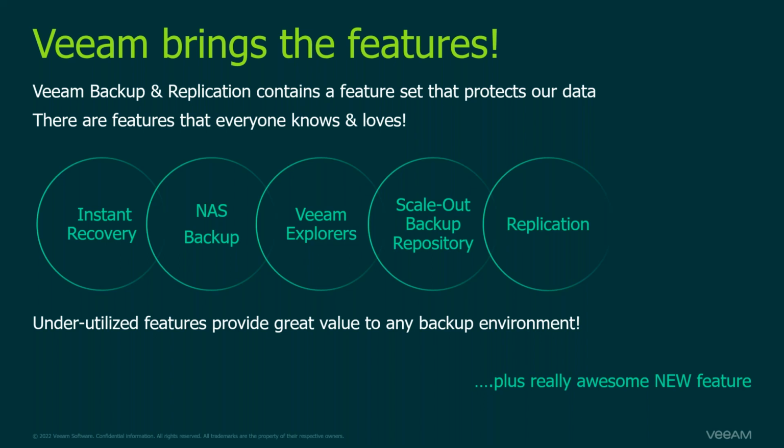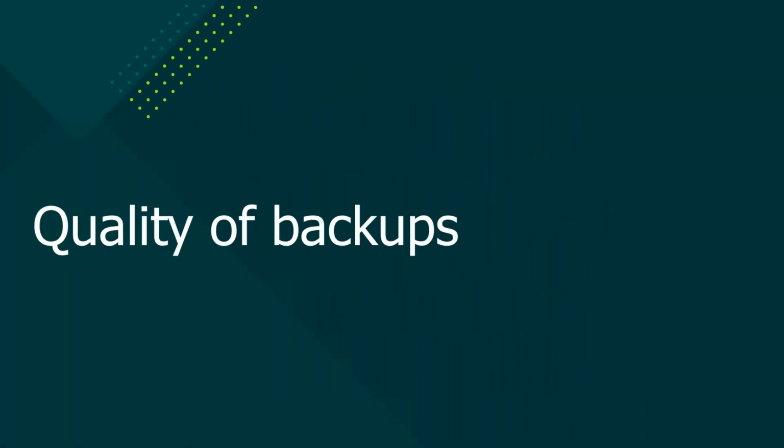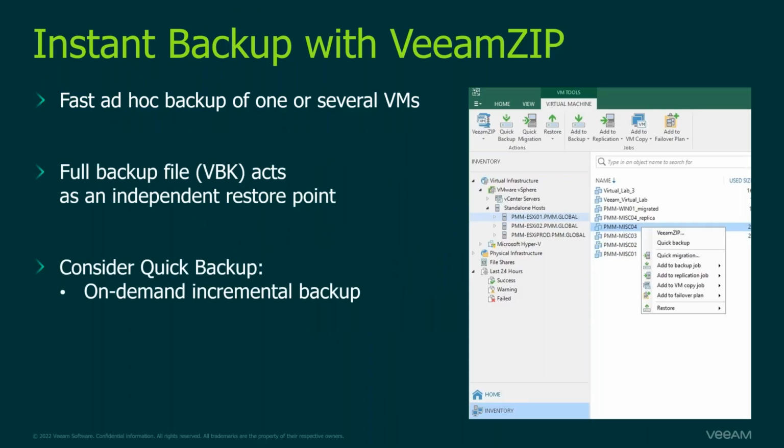So there are many underutilized features, as I'm going to talk about in the coming slides. For the first one, I'll start with quality of backups. The first one is the instant backup with Veeam Zip. I don't know how many of you know about Veeam Zip, but it's an on-demand functionality wherein, if you quickly want to create a backup for one of your VMs, you can create full backup files that can be stored as independent restore points.